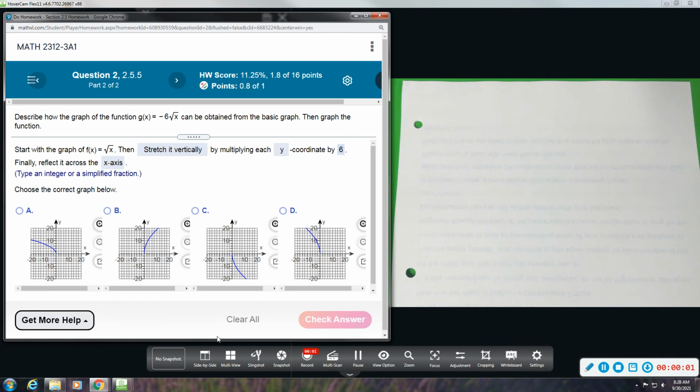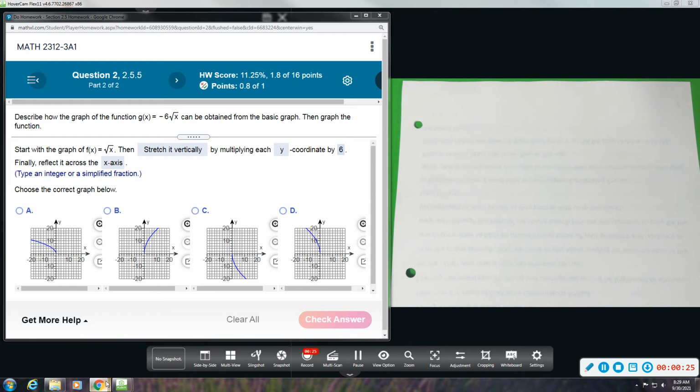All right, finishing question number 2. I stopped the video a little bit prematurely, but the second part wants us to choose the correct graph. So knowing what the square root of x looks like, we're going to apply these transformations and see which graph best fits. So we said that this graph will be stretched vertically.